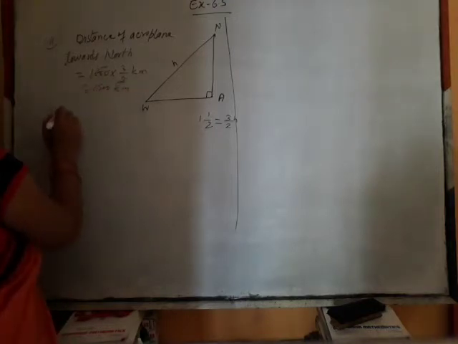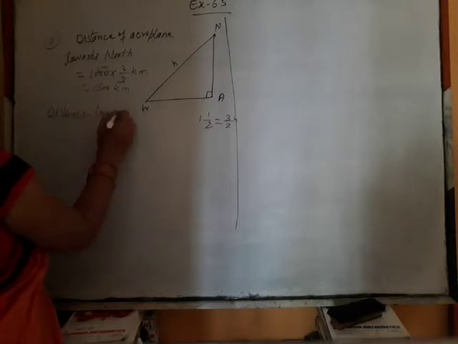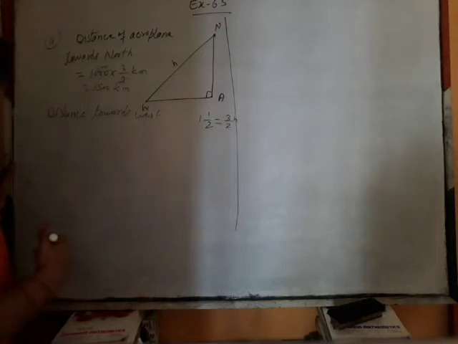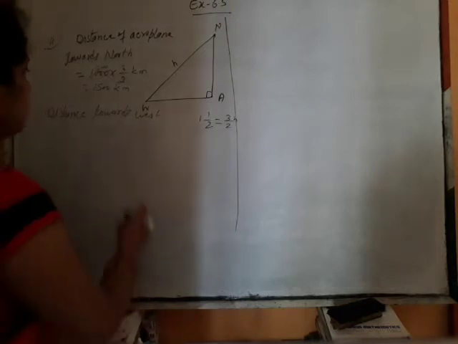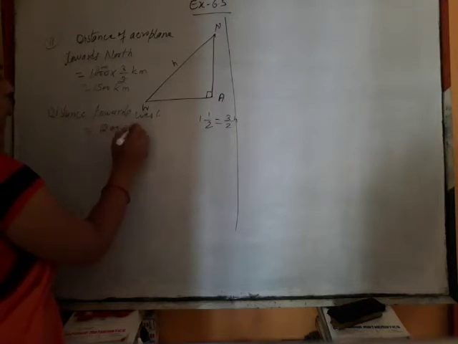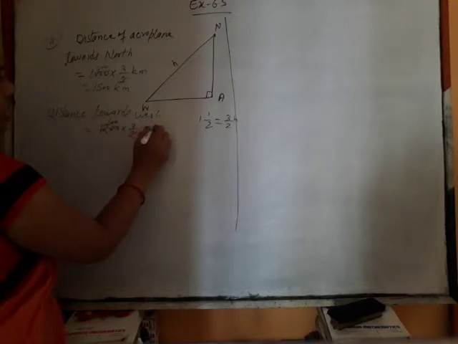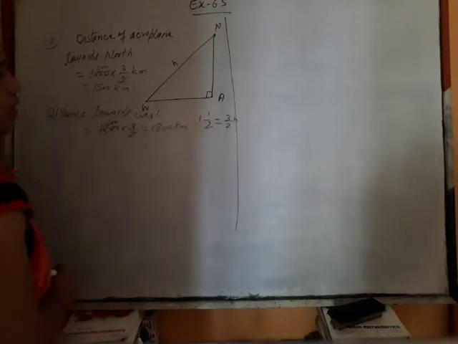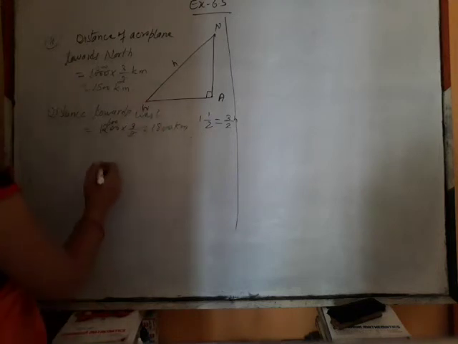Now similarly, the distance towards west. Since the speed was 1200 km per hour, the distance will be 1200 into the time, that is 3/2. So 2 6s are 12 and 6 3s are 18. So 1800 kilometers. So we need to find H.